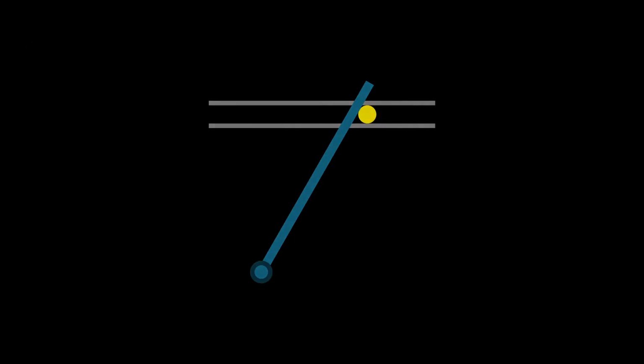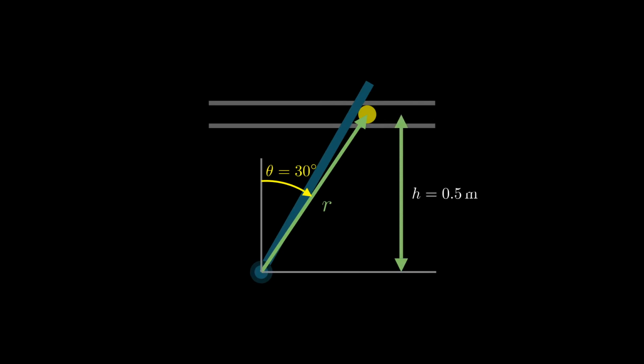Here's a little diagram of the problem. We have r, which is the length to the particle, as well as theta, which is at 30 degrees. There's also h, which is this vertical distance here. The problem also gives us the angular speed and acceleration of the bar's rotation. This is a clue that we'll want to use cylindrical coordinates for this problem.